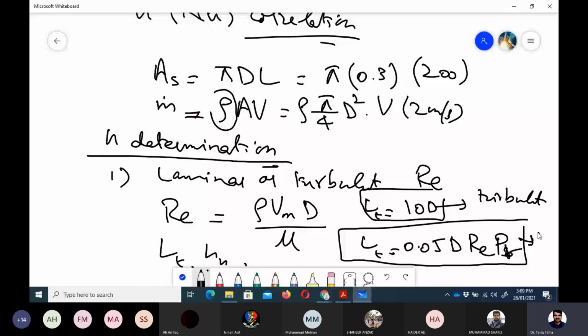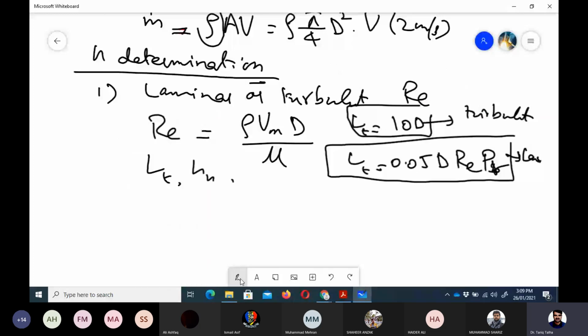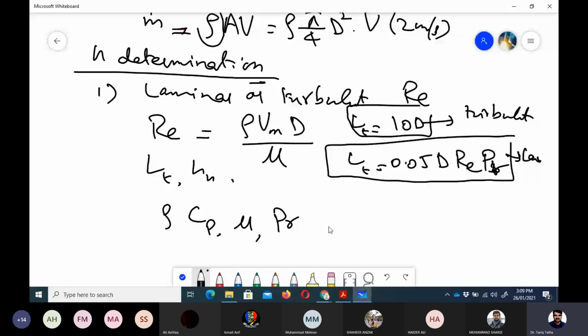Okay. So our line of action would be, first of all, we calculate these properties: rho, Cp, mu, Prandtl number at Ti equal to 20 degrees. Ideally, it should be bulk mean temperature, which is Tb, but Tb is not known, so we are going to calculate at Ti at the moment. This is the first step. Then second step, Reynolds number calculation.